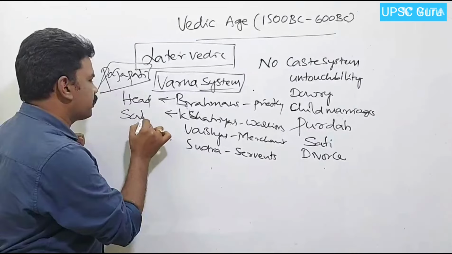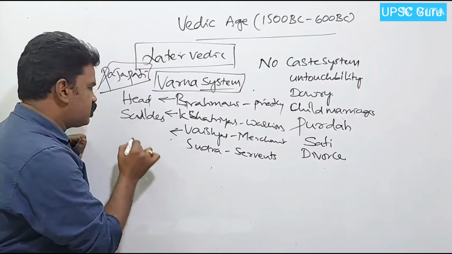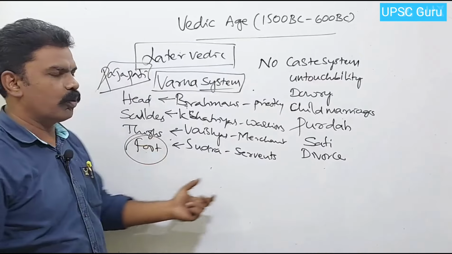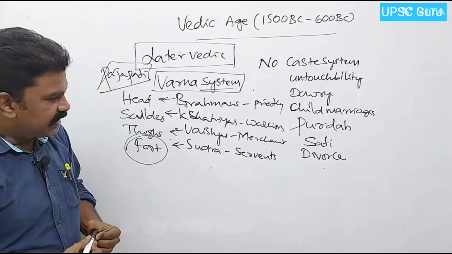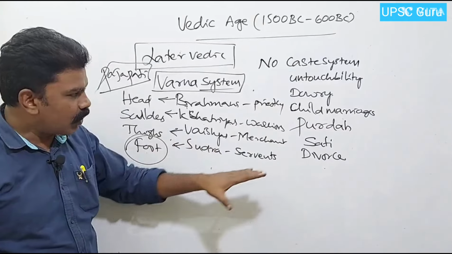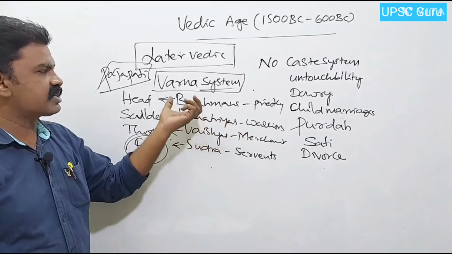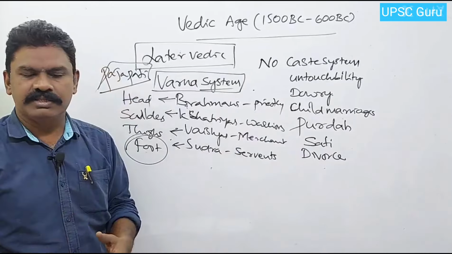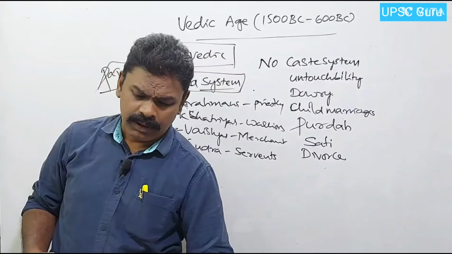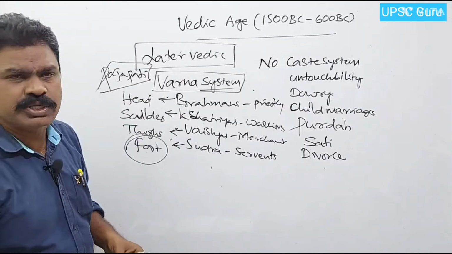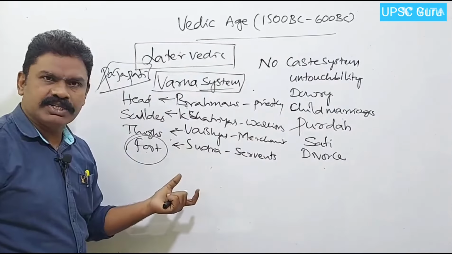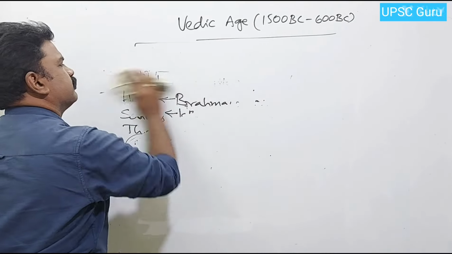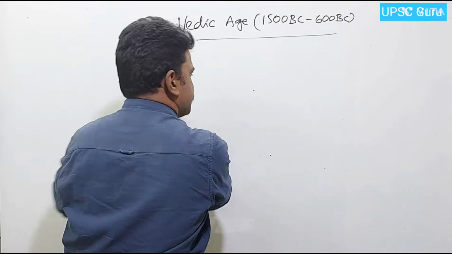Kshatriyas came from the shoulders of Prajapati, Vaishyas from the thighs, and Sudras from the feet of Prajapati. That's why Sudras were of lower origin in the society. They were considered servants. They had to give service to all Vaishyas, Kshatriyas, Brahmins. Sometimes they would not get any profit. So discrimination started in the society, caste discrimination, Varna discrimination. Caste existed here without nobility.